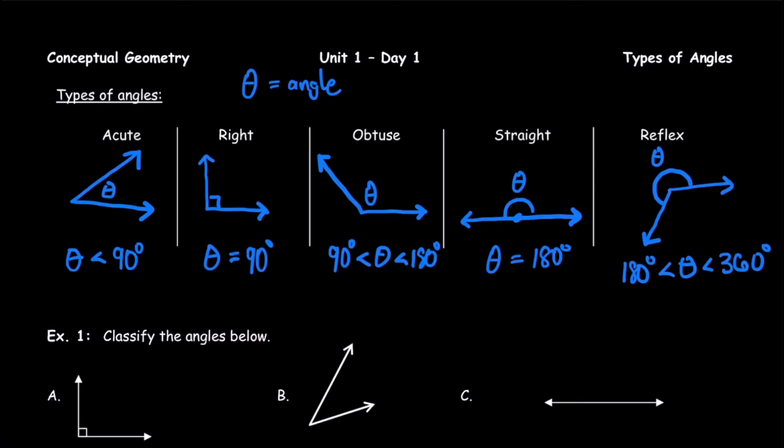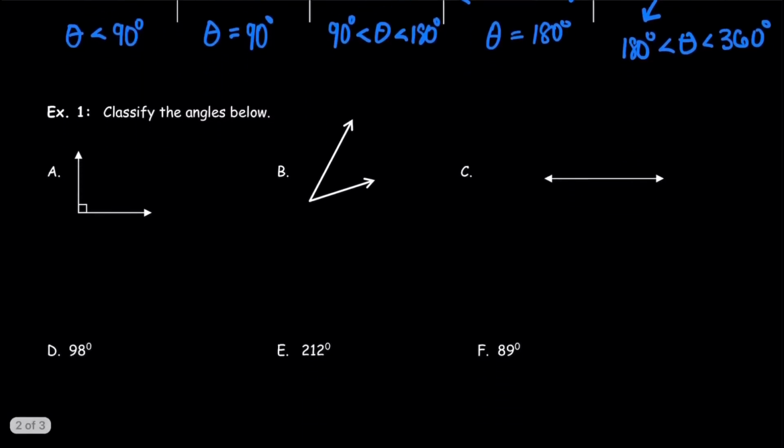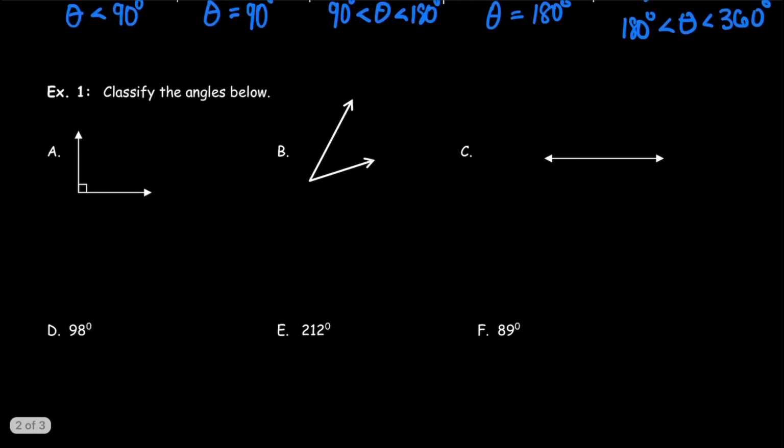I'm either going to give you a picture or I'm going to give you an angle measure, and you just have to write down acute, right, obtuse, straight, or reflex. So let's take a look at these examples here. 1A, well, that simply looks like the corner of my paper, so all I have to do is identify this as a right angle.